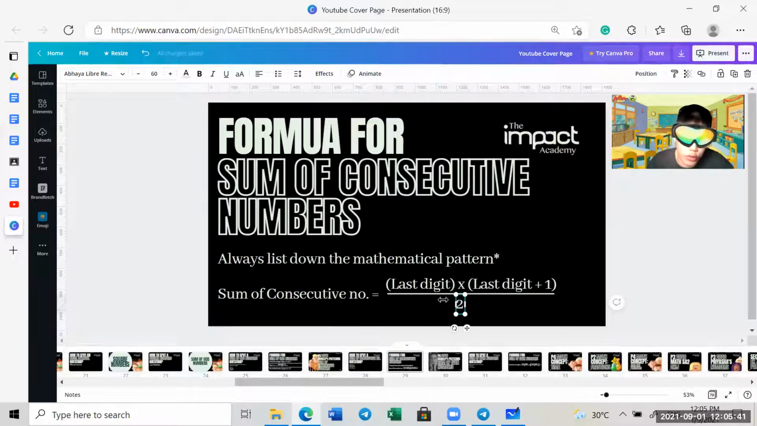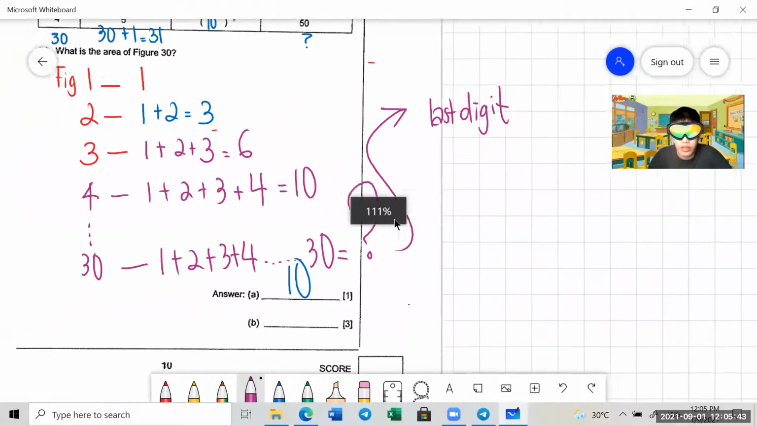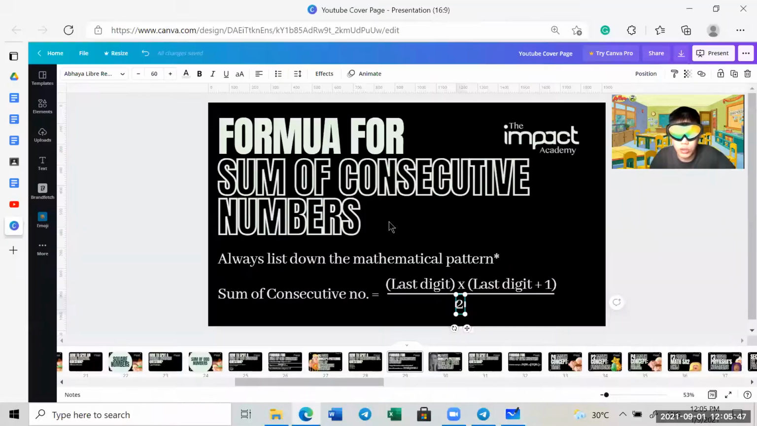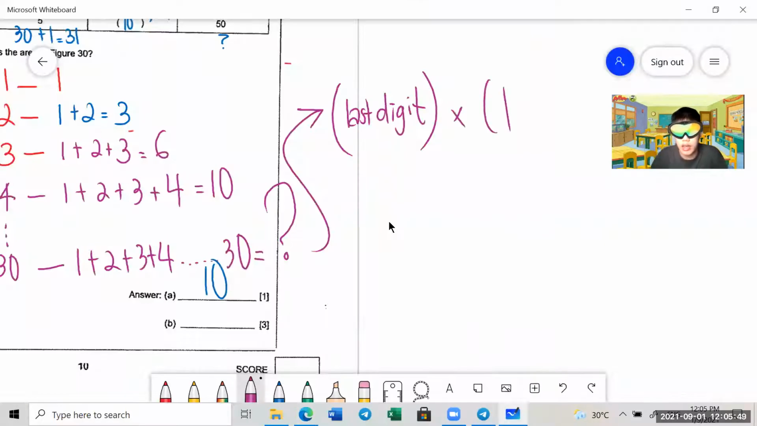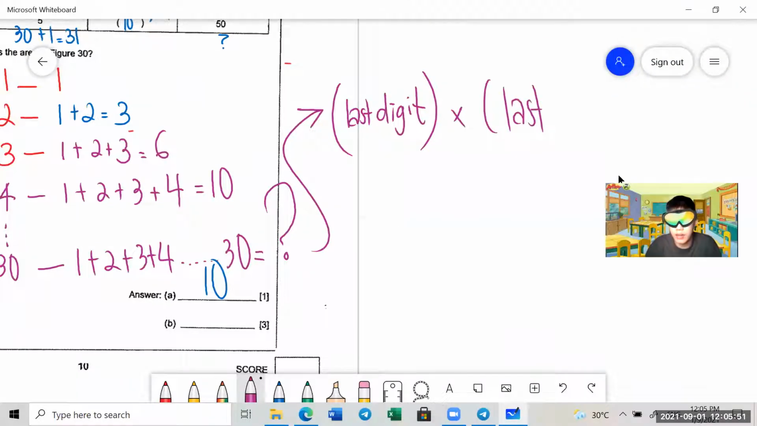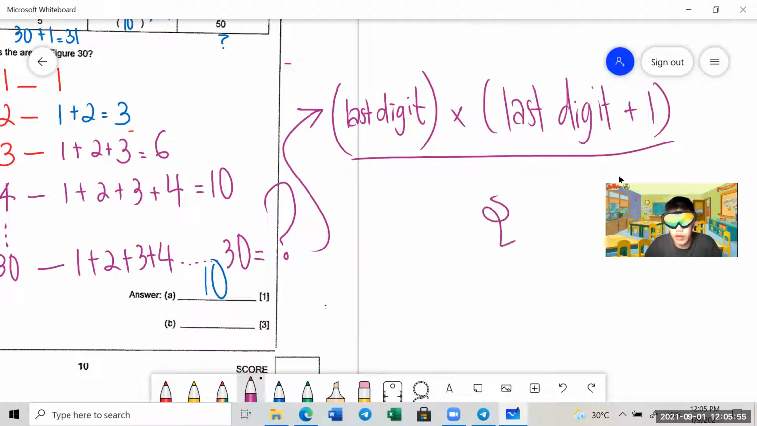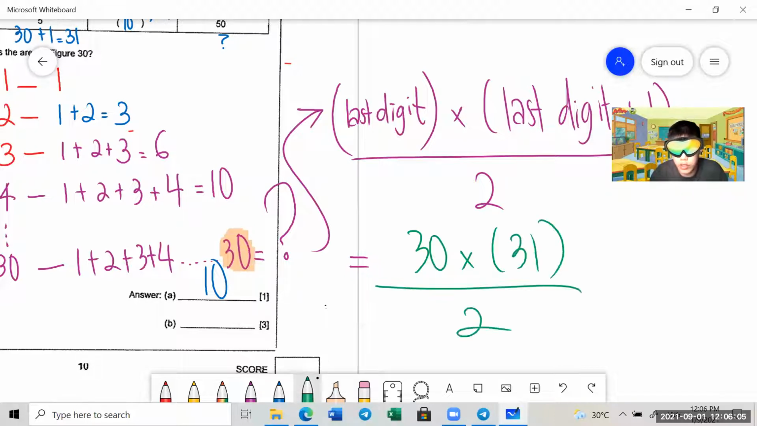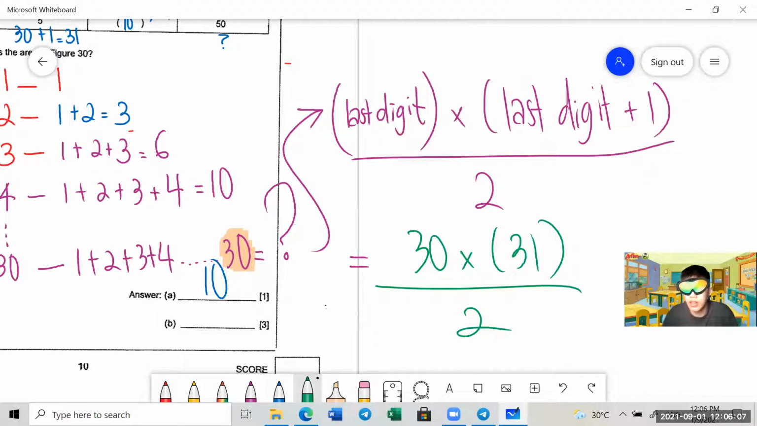But of course you have to list down the mathematical pattern. So over here you write down last digit, last digit times last digit plus 1, over 2. Now, looking at the last digit of figure number 30, the last digit is actually 30. So 30 times 31 over 2. Why is it 31? Because the last digit is 30, plus 1 is equal to 31.